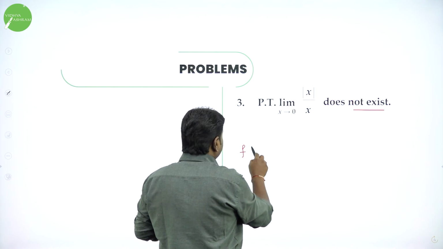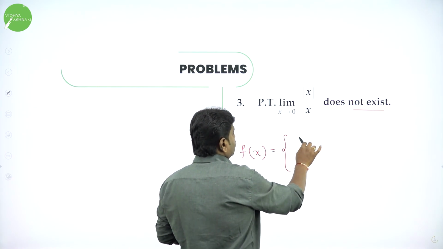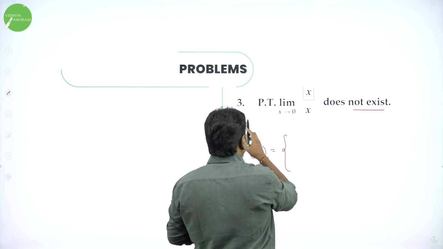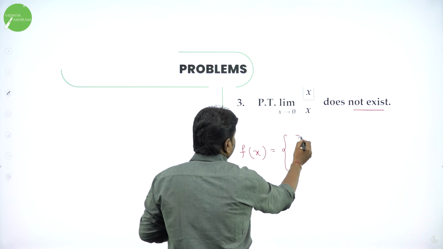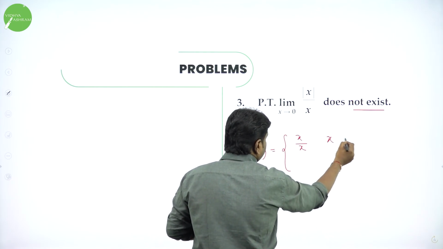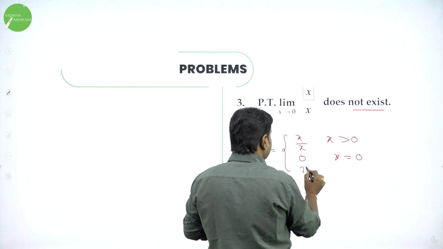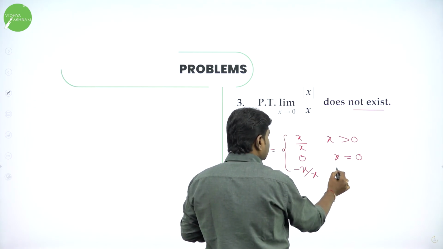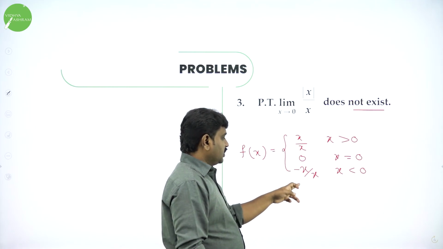So now f of x is mod x by x. You know mod x means plus or minus x. So f of x is x divided by x when x is greater than 0, and 0 when x is equal to 0, and minus x by x when x is less than 0. Positive x by x means what? Positive 1, negative 1, like that.